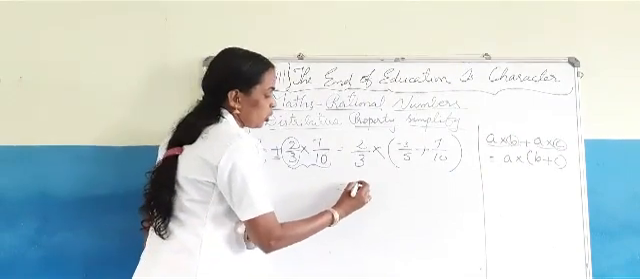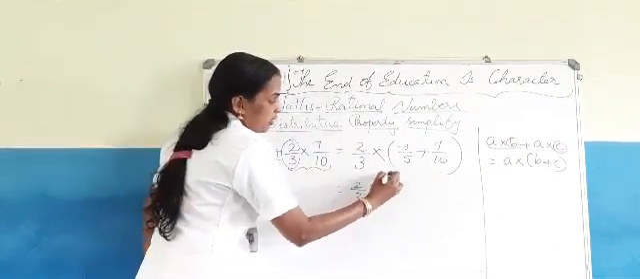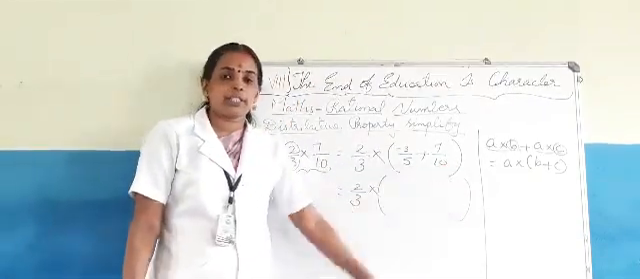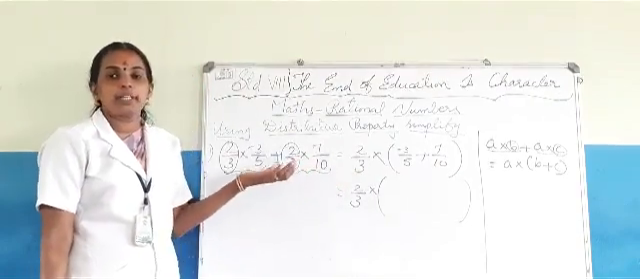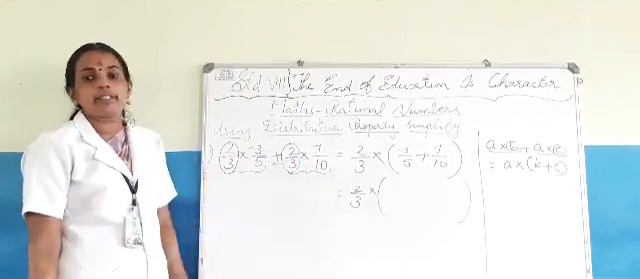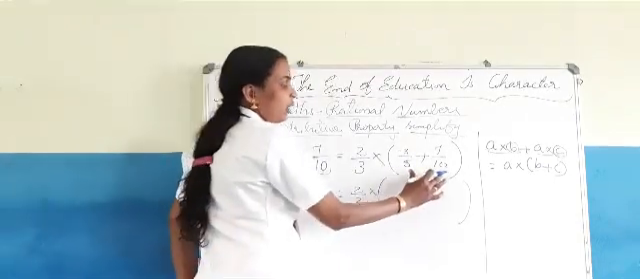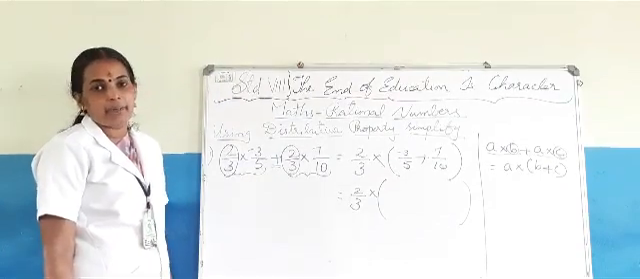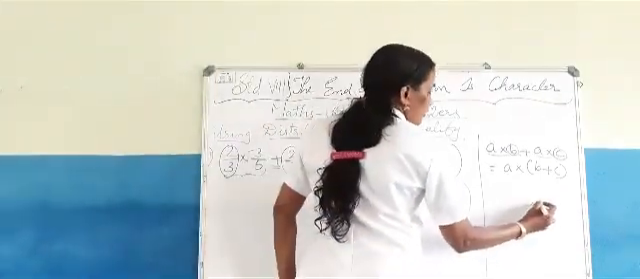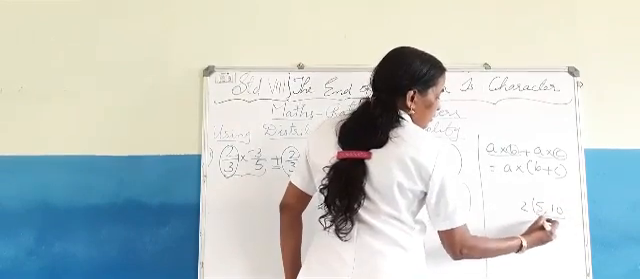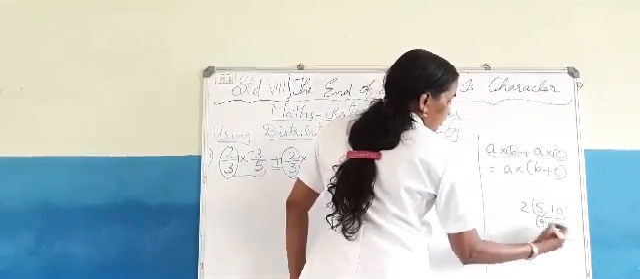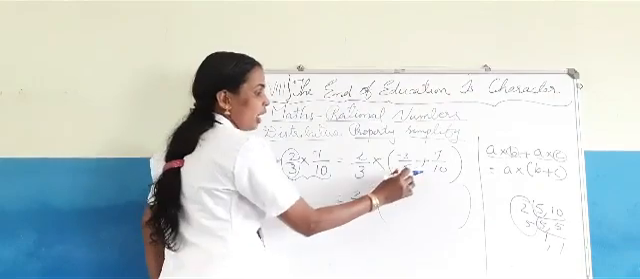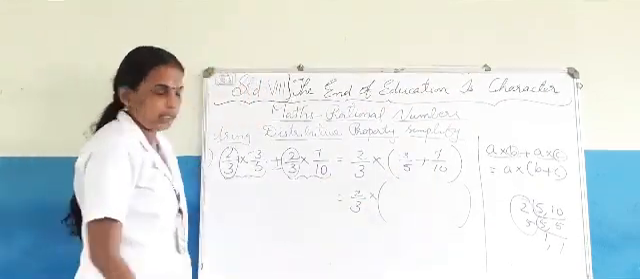And we have to do the operations in the bracket first. 2/3 into. Here comes the addition of two rational numbers. You know it well how to do addition with these rational numbers. For that, we have to find the LCM of the denominators. Here the denominators are 5 and 10. So what is the LCM of 5 and 10? The LCM is 2 × 5, which is 10. So we have to make each denominator 10.